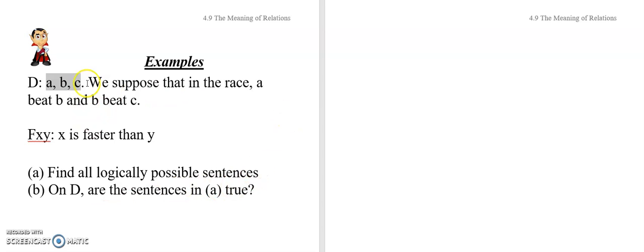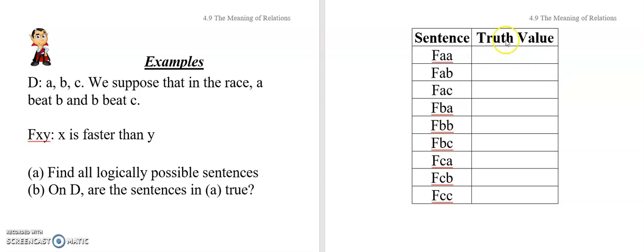Hopefully you're able to figure it out, but how many are there going to be? There's going to be 9, because it's going to be 3 squared. So the sentences that we're going to be able to form are as follows. These are all 9 possible sentences you could form: A is faster than A, A is faster than B, A is faster than C, and so on, with respect to this relation and this domain.